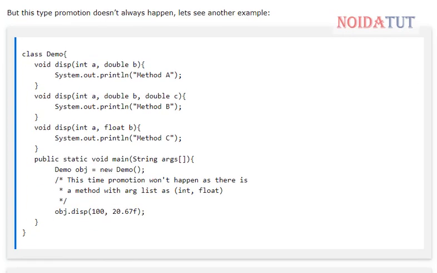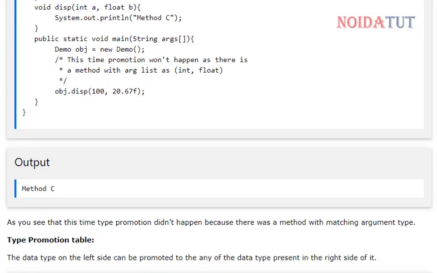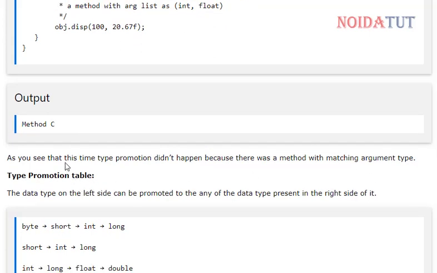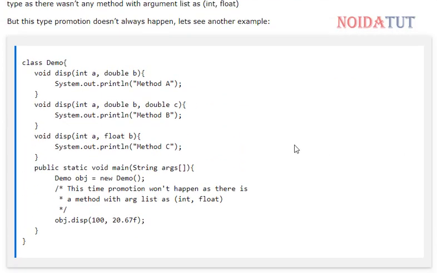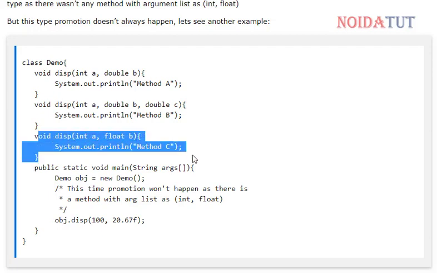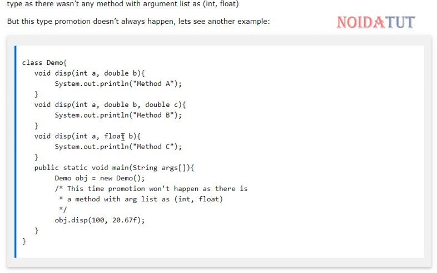Now let us see another example. This is a function, this is another function, this is another function. Now when we call the object and the function, this is integer type and this is decimal type. As you see, this time type promotion did not happen because there was a method matching the argument type. So this one is matching the argument type, and this is being called.